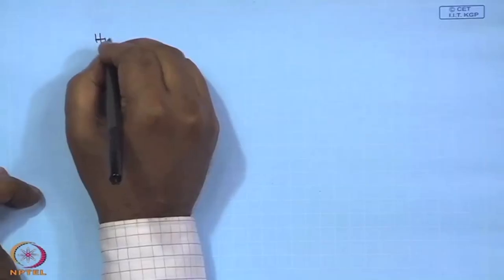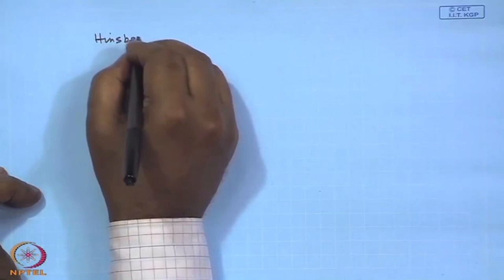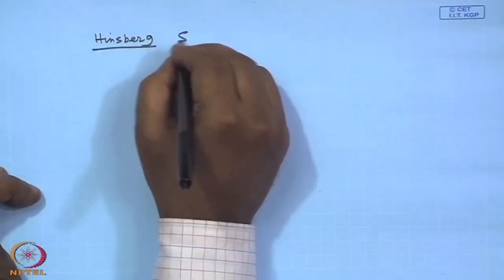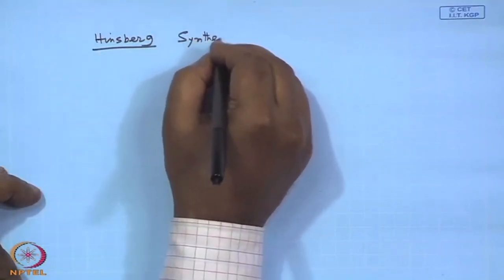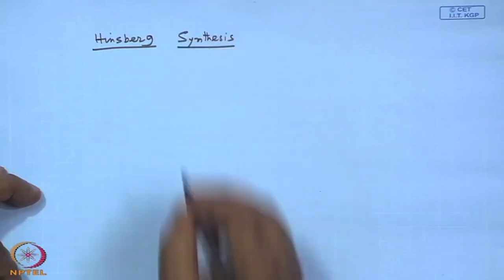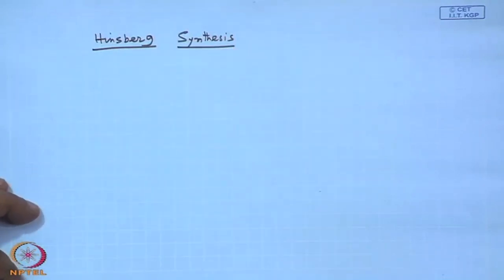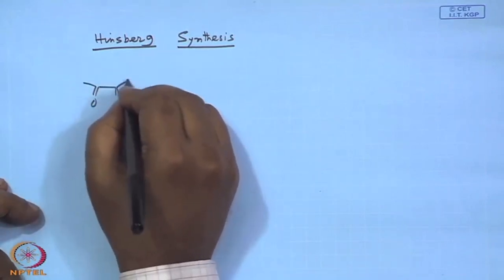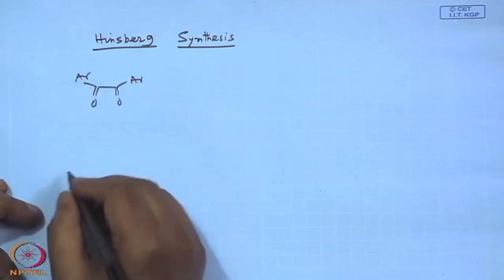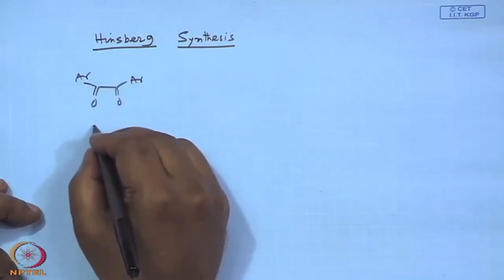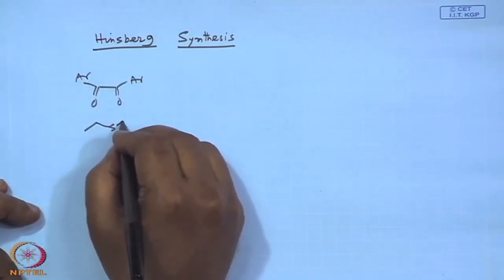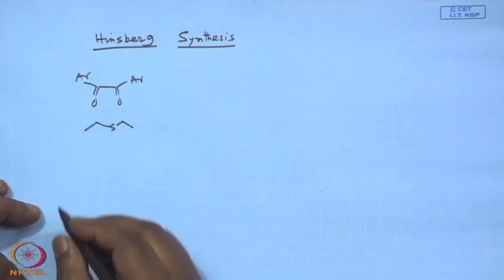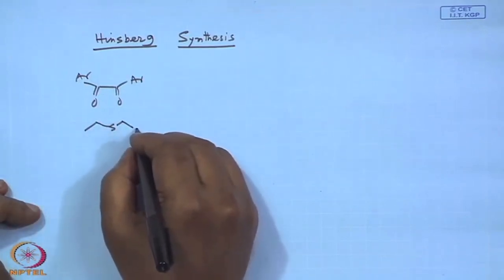The other way to go to this thiophene system is a method called Hinsberg synthesis. It is a pretty simple synthesis based on aldol type of condensation. If you have two ketones, one 1,2-diketones, for example, Ar and Ar, one can just think about a bis acetate, thio bis acetate or thio diacetate, you can say.